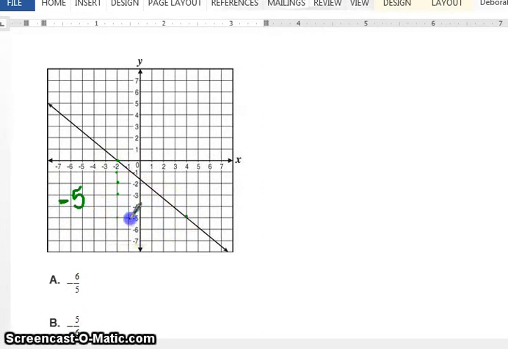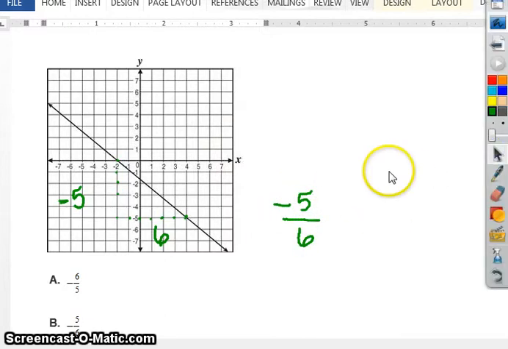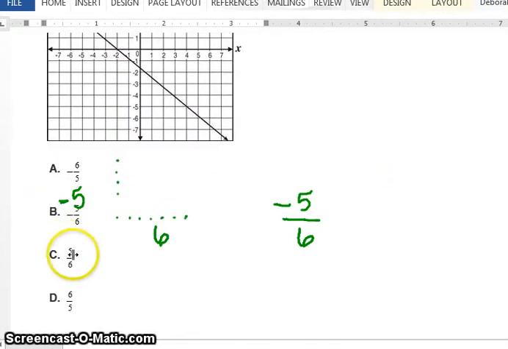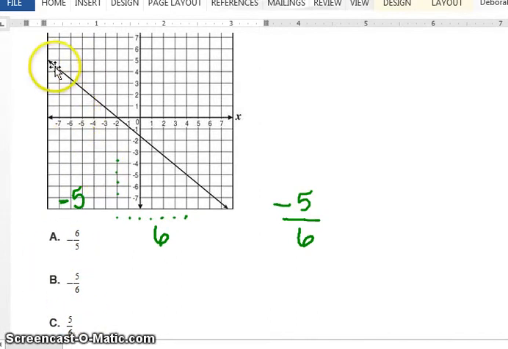So here to here is 1, 2, 3, 4, 5, 6 is my rise. I went to the right, so it's positive. So I'm looking for a negative 5 over 6. So let's look at our choices here, and it looks like we could rule out C and D pretty easily because it says it has a positive slope, and looking at this graph, it's going from the left down to the right.